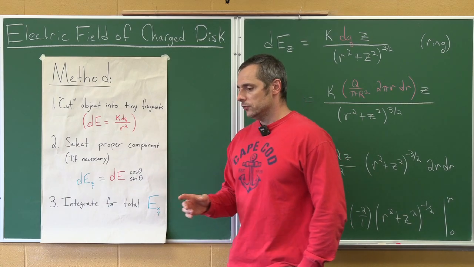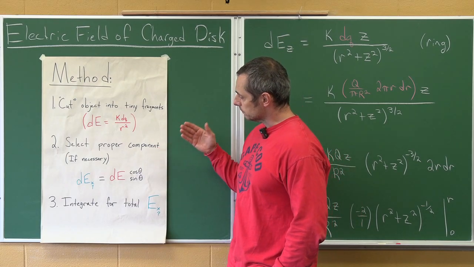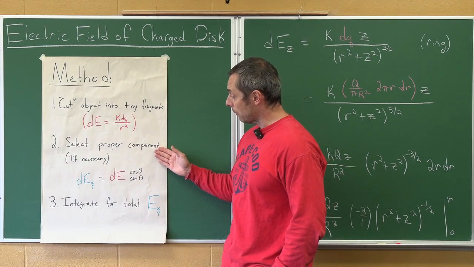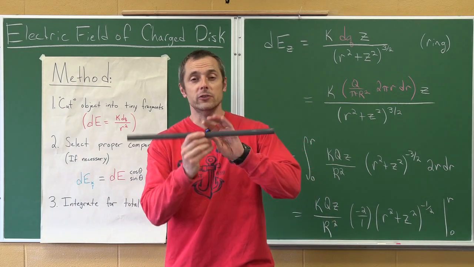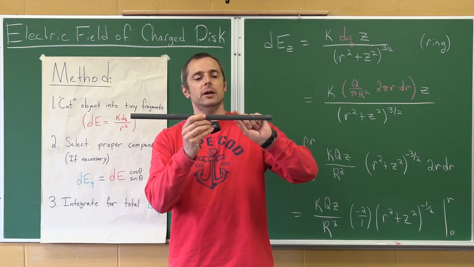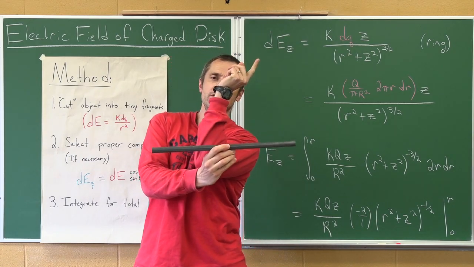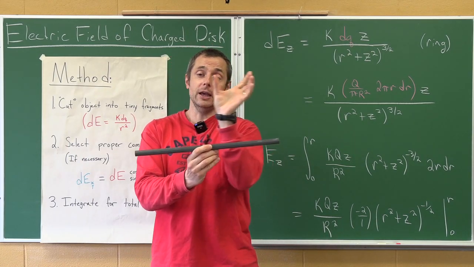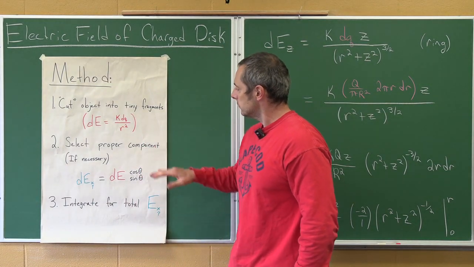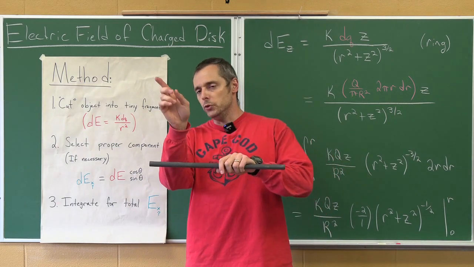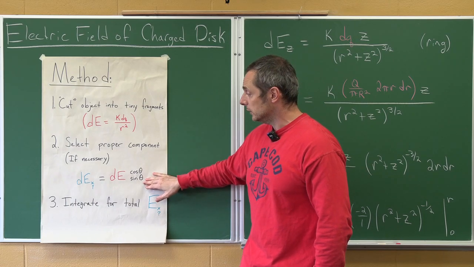Then what we do is we imagine that electric field pointing in the proper direction, depending on positive or negative, and we select a proper component if necessary. Why? Well, in the case of this bar, if we imagine a charge here producing a dE like this, as we integrate around this bar, we're going to cancel out the horizontal components. Only the y component will survive. So we select the proper component by using the cosine function in a little triangle over here. But sometimes it's the sine function.